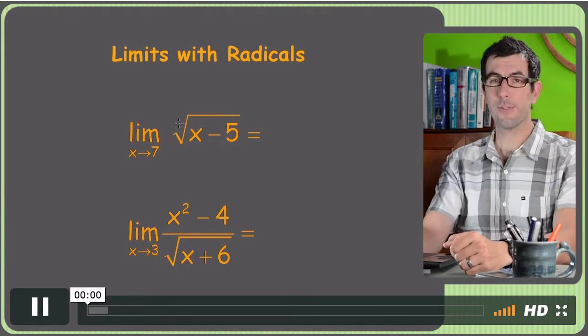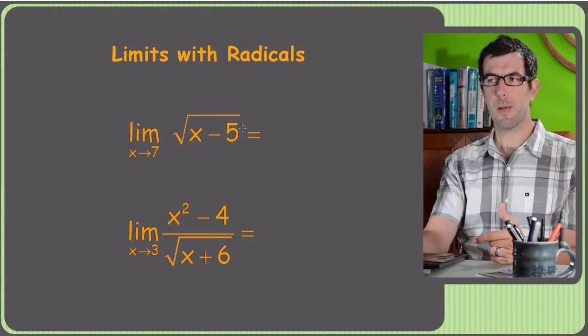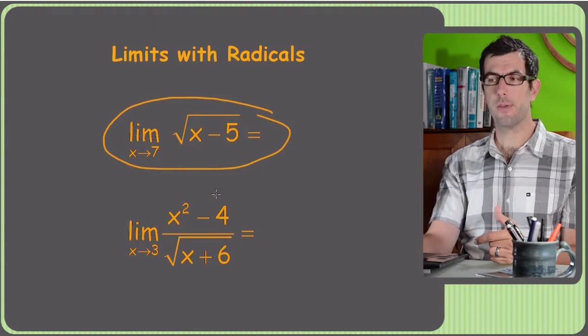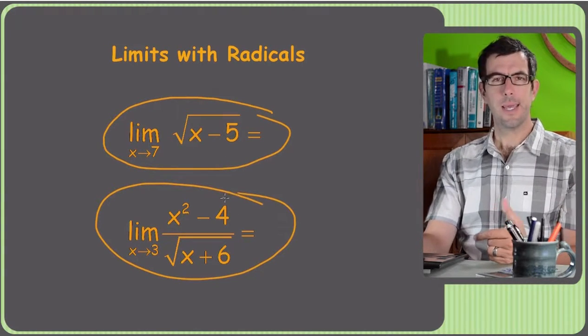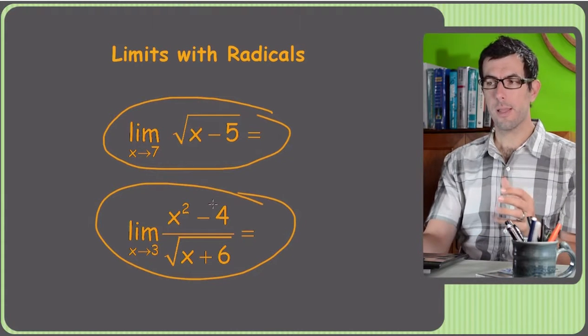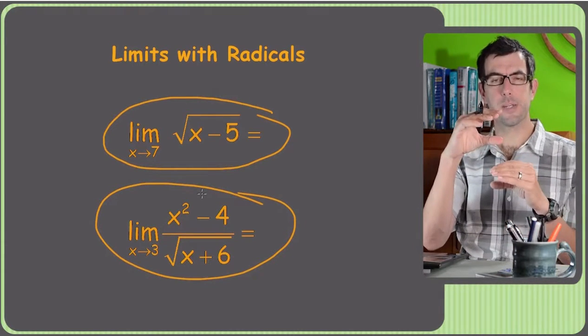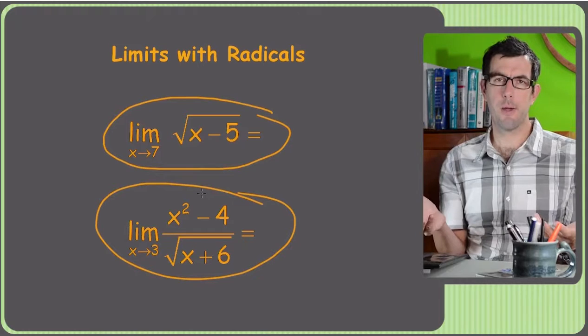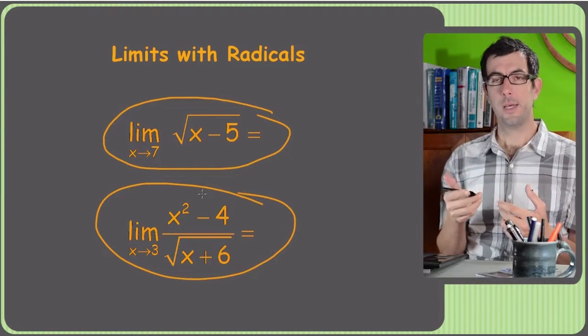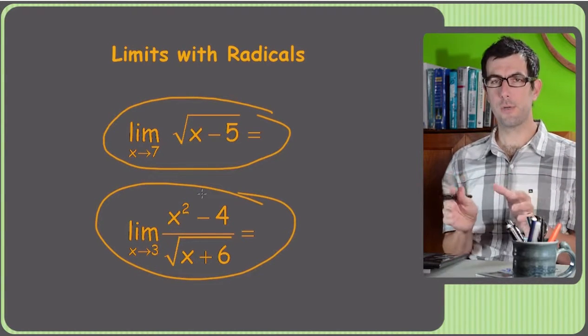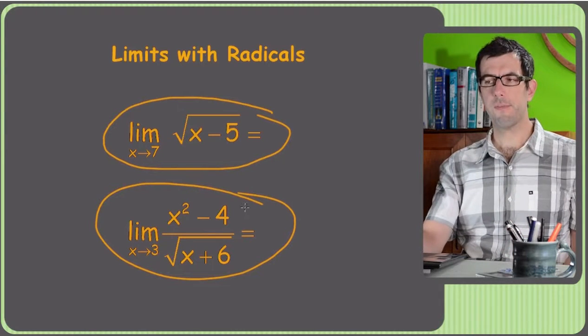All right, limits with radicals. Now you notice sometimes these problems will just be a radical by itself. Other times they'll be part of fractions. And obviously, as we've discovered so far, limits are usually harder when they're part of a big fraction, because that means they're probably indeterminate and you have to do some trick to it, right?